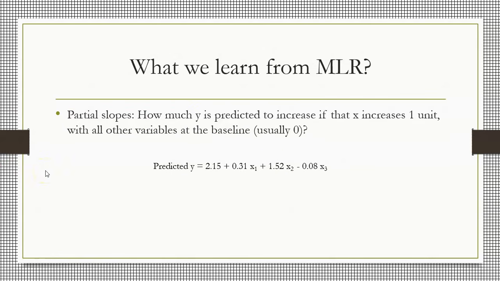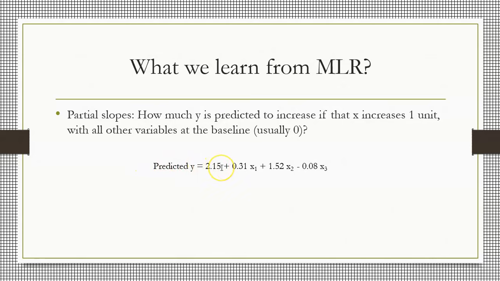Okay, so what we learned from it, partial slopes. I've been mentioning that term. It's basically how much y is predicted to increase if that x increases 1 unit with all of the variables at the baseline, which is 0. Mathematically, that's what happens, but because these are linear equations, it's assumed that this is the case no matter what value the others are, okay? So this is my predicted y, whatever this value is. It equals, maybe it's a college GPA or something.